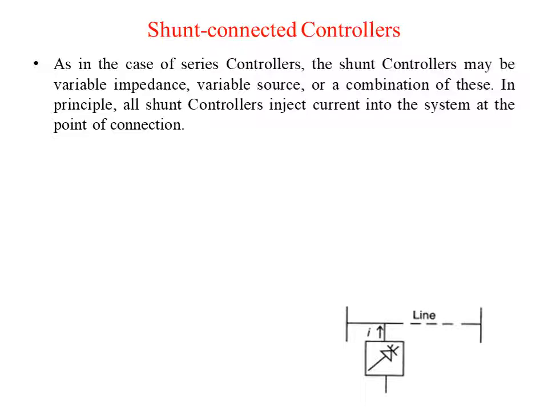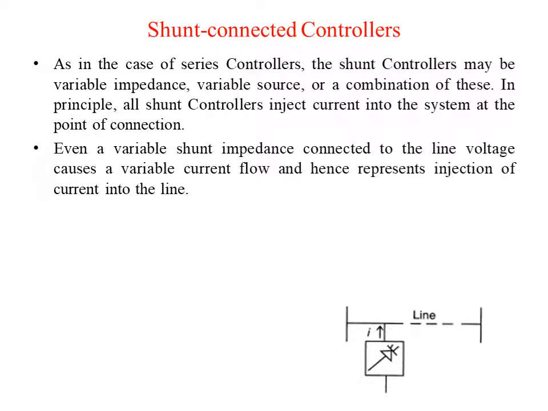In case of series controller, we can control impedance, we can control the source or a combination of these, and it is connected in series at the point of connection, whereas shunt connected controllers are connected in parallel and mainly inject current into the system. Even a variable shunt impedance connected to a line voltage causes variable current flow and hence represents injection of current into the line.